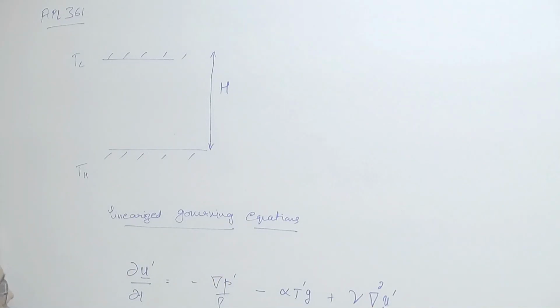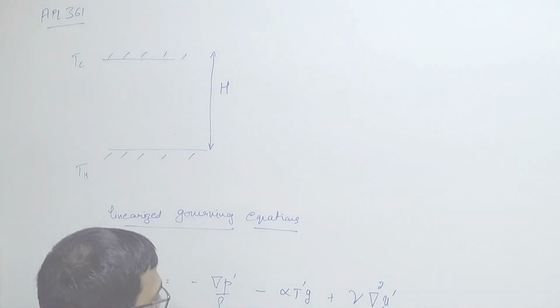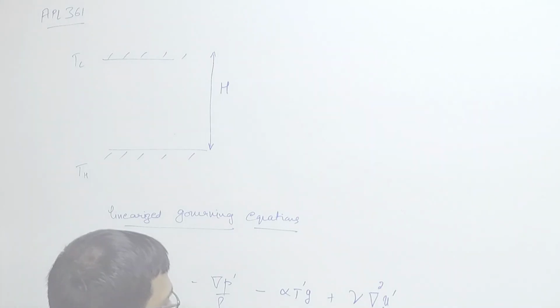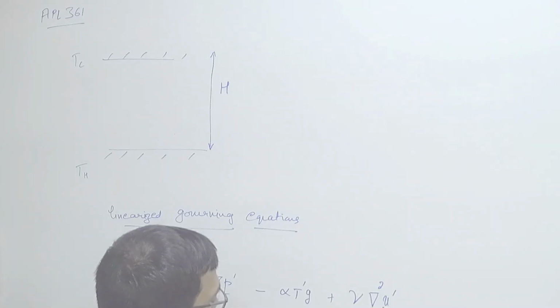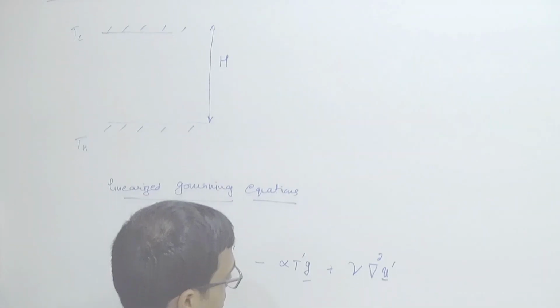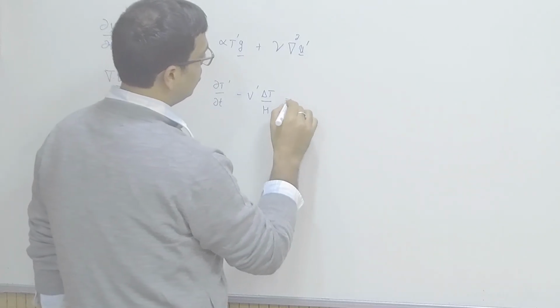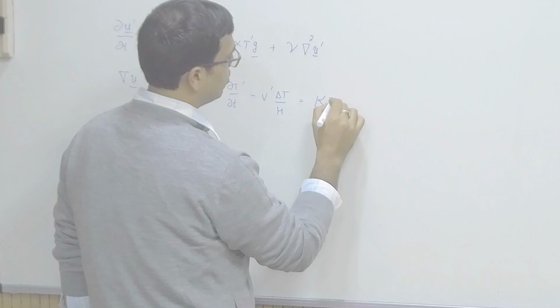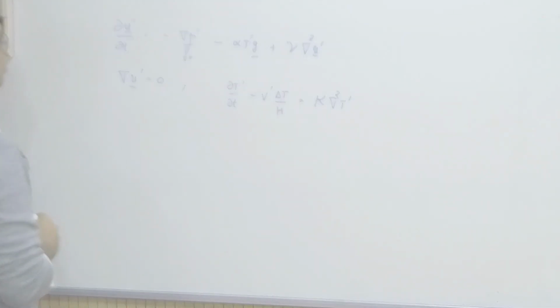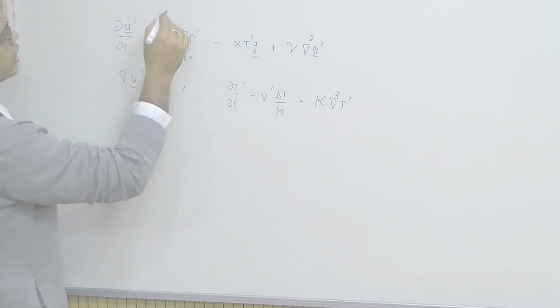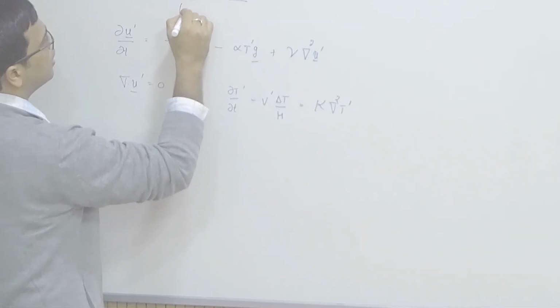And then we obviously have del dot u prime equals 0. And then we have del T prime over del t, minus v prime times delta T over capital H, equals kappa del square T prime. These were our linearized equations in the dimensional form.